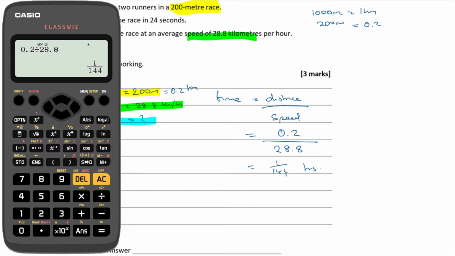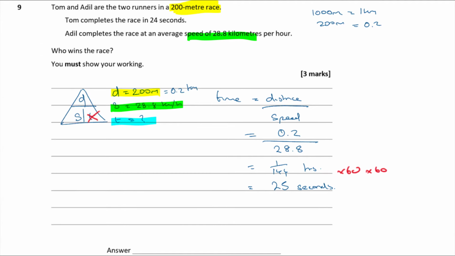Okay, I don't want it in hours, I want it in seconds so I can compare it with Tom's time. So to convert that into seconds, I'm going to have to multiply by 60. That will tell me the number of minutes, and times another 60 to give me the number of seconds. So taking my answer and multiplying it by 60 and then by another 60, that is going to give me 25 seconds.